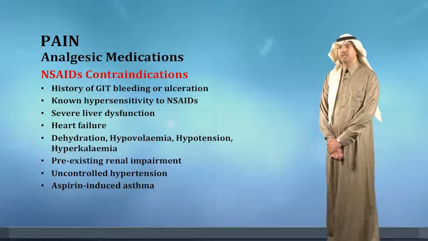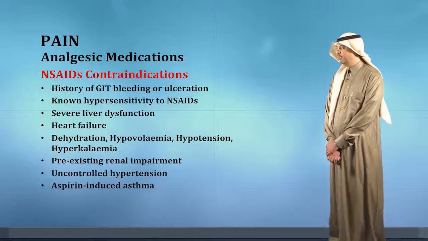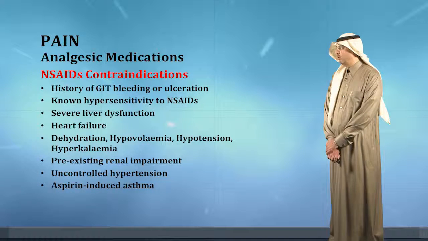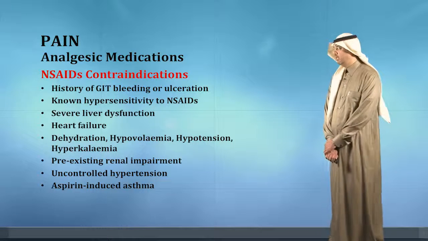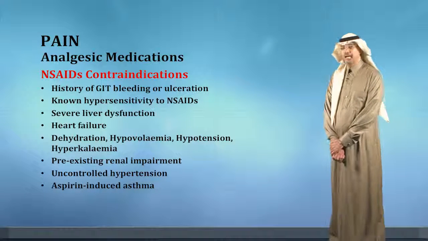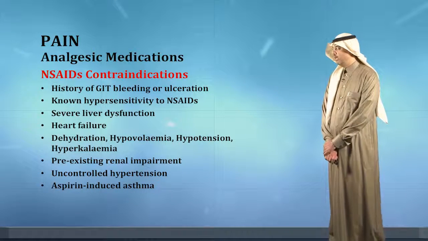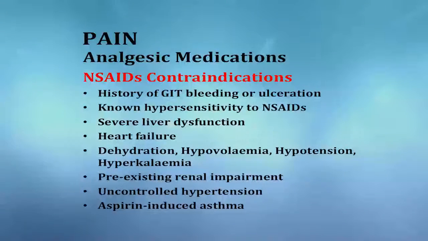What are the contraindications to non-steroidal anti-inflammatory drugs? It's very obvious: history of GIT bleeding or ulceration, a known hypersensitivity to these medications, severe liver dysfunction, heart failure, dehydration, hypovolemia, hypotension, hyperkalemia, or pre-existing renal impairment, uncontrolled hypertension, or aspirin-induced asthma.